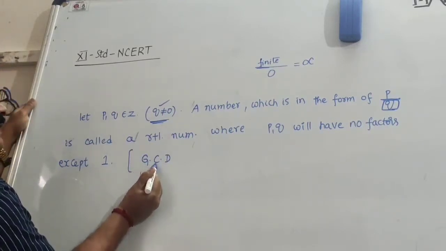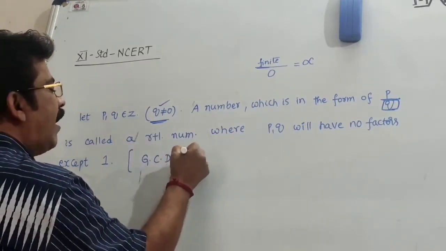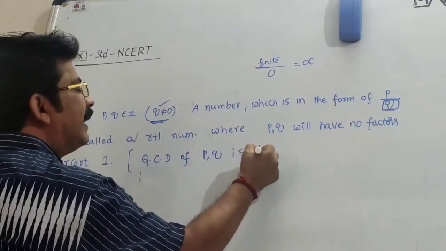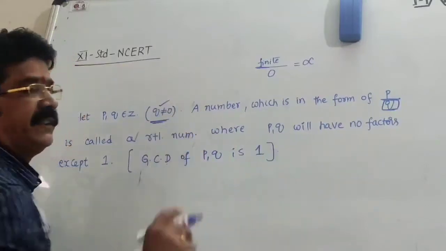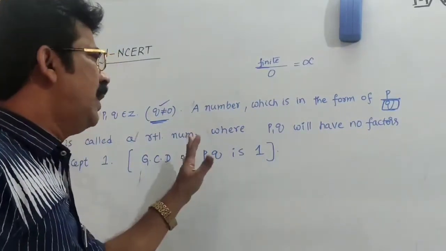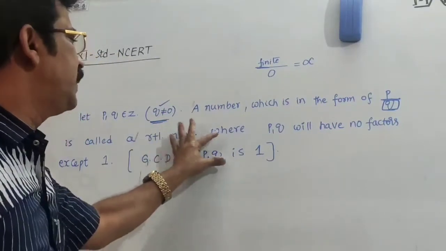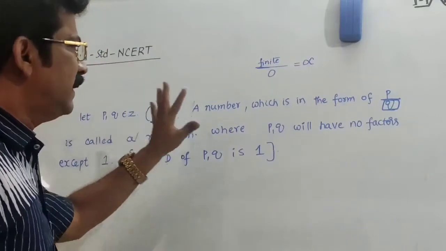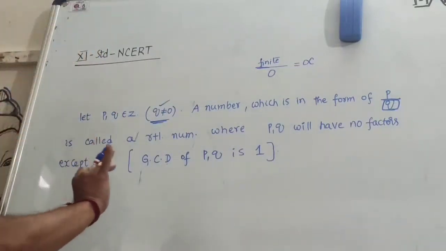GCD means greatest common divisor. GCD of P comma Q is 1. This is the second definition. A number which is of the form P by Q, where GCD of P, Q is 1, is called a rational number. Okay, next.